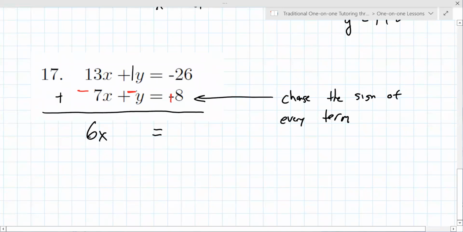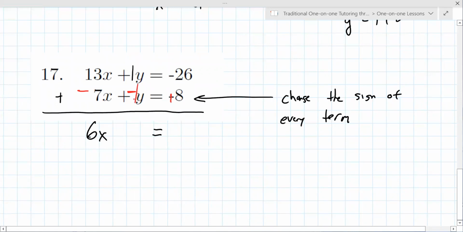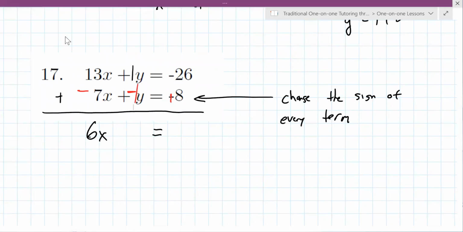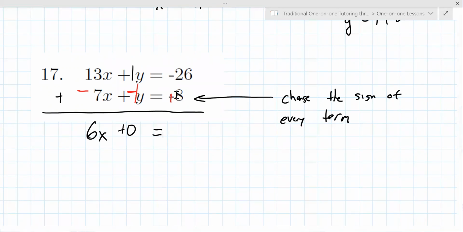It's plus 1y minus 1y. What do those add up to? Those add up to 0. Yes. Okay, now we can do the one on the right, minus 26 plus 8. All right, let me just figure that out.